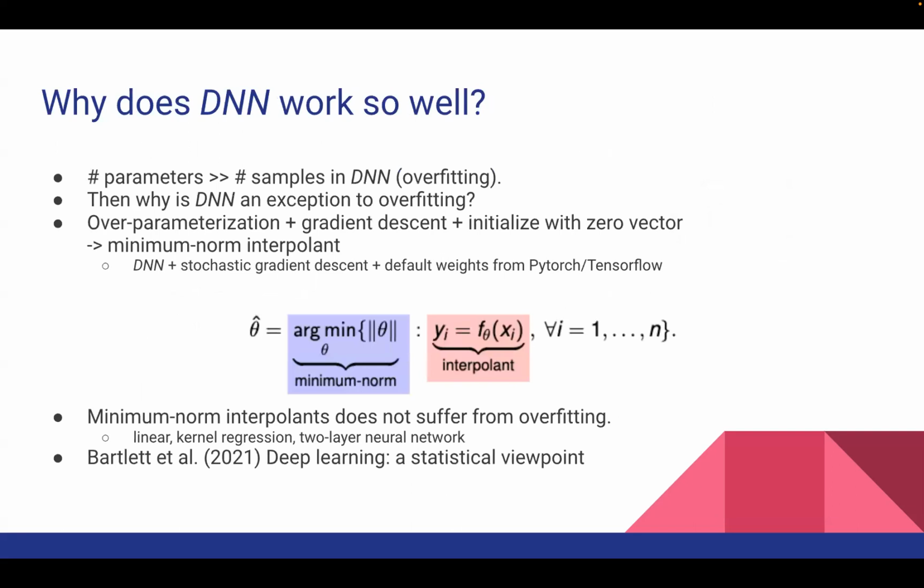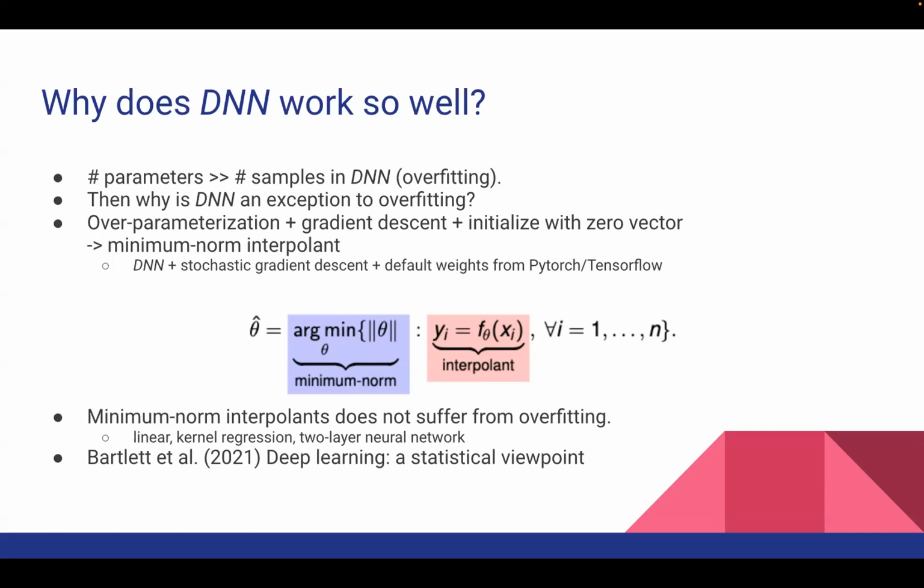And this semester, I came upon this very interesting paper that tries to explain why deep neural networks work so well. The paper is Deep Learning: A Statistical Viewpoint by Bartlett et al., published 2 years ago. They try to explain deep learning from the viewpoint of minimum norm interpolation. What it means is that among all possible models that give you a perfect fit, you go for the model that has the smallest norm.